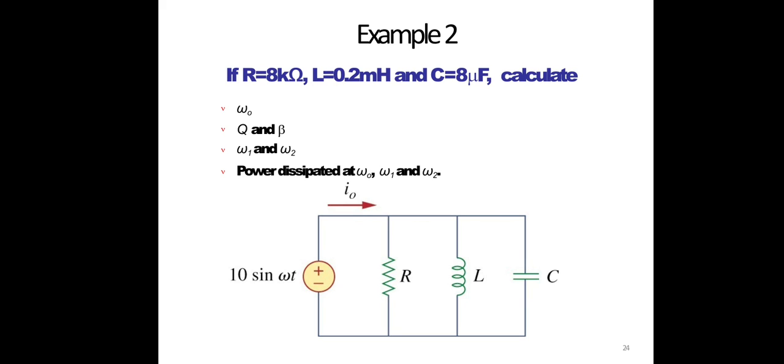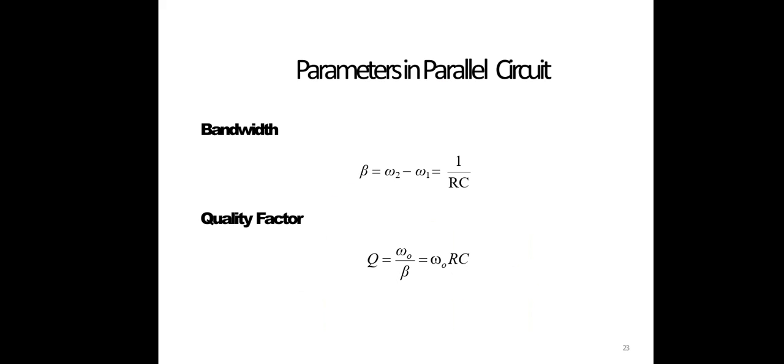They are given a circuit with resistance, inductance and capacitance. The values are 8 kilo ohms, 0.2 millihenries and 8 microfarads. Now you are going to calculate the values of omega naught, Q and B, and omega 1 and omega 2. How are you going to find omega naught? What is the formula? Resonant frequency: 2 pi fr is equal to omega naught. So just go through those formulas, and find the results of the given problem. Just look into this.